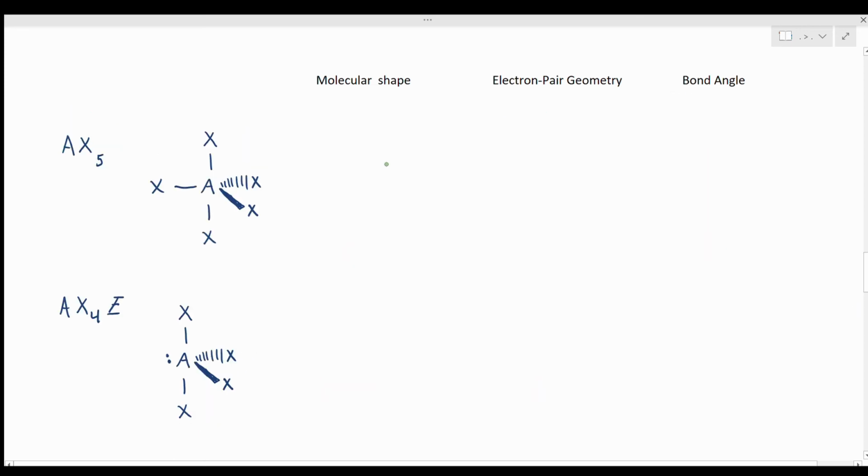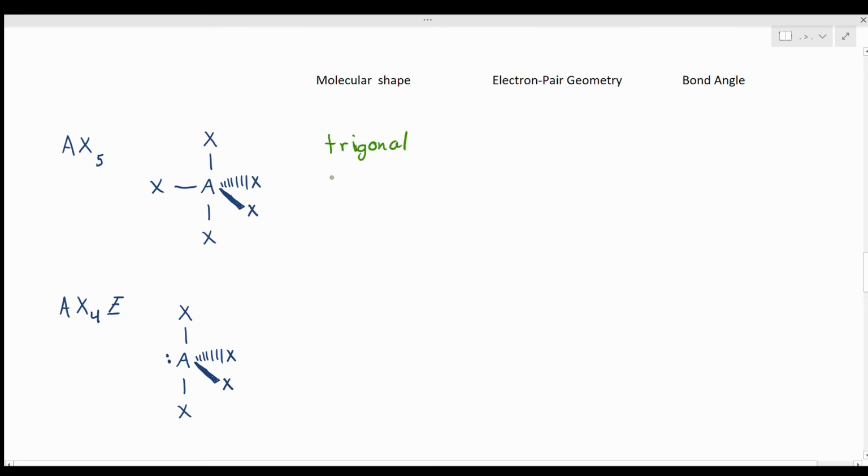Remember, we are counting bond angle between all of the groups, so the lone pairs and the atoms. Next we have the geometries with 5 groups around the central atom. So for AX5 we have 1 central atom surrounded by 5 outer atoms. The molecular shape and the electron pair geometry for this one is going to be called trigonal bipyramid, or trigonal bipyramidal, depending on the class you take.